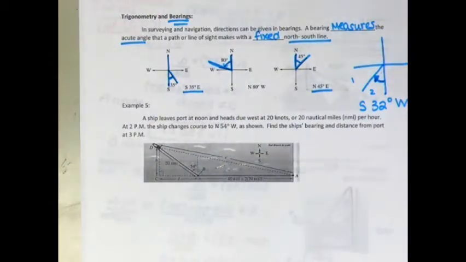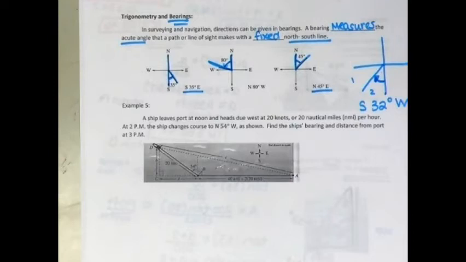Okay. All right. So a ship leaves port at noon and heads due west at 20 knots, or 20 nautical miles per hour. At 2 p.m., the ship changes course to north 54 degrees west as shown. Find the ship's bearing and distance from the port at 3 p.m. So we have a lot going on here.